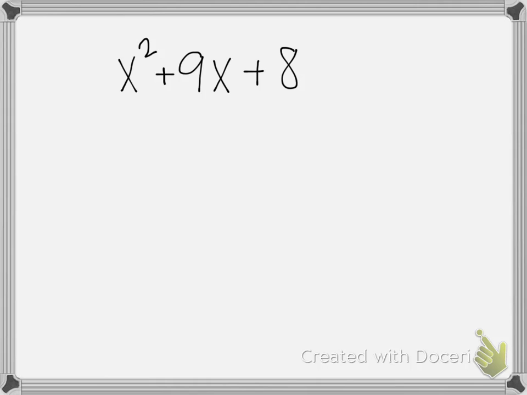Well, you'd probably look at that and say, alright, there's nothing that goes into it, because we have an imaginary 1 here, and there's nothing that goes into 1, 9, and 8 besides 1, so we can't factor anything out.